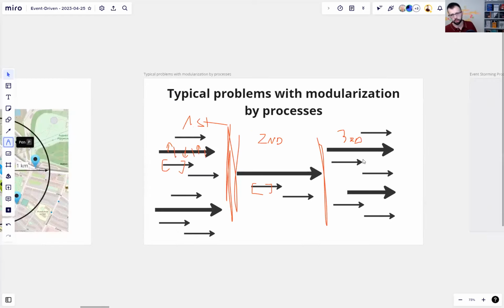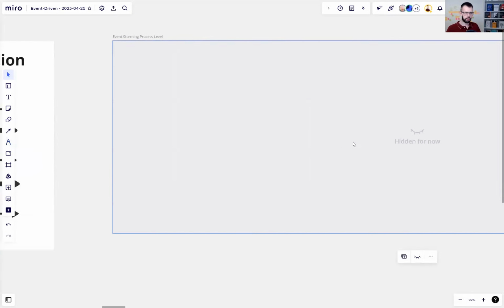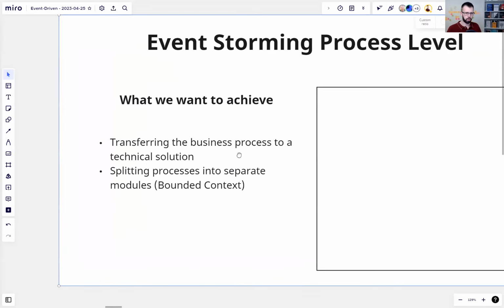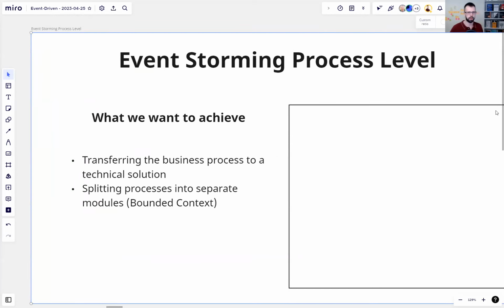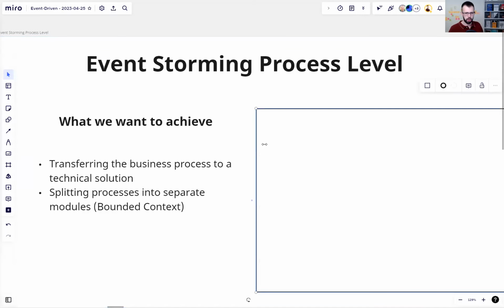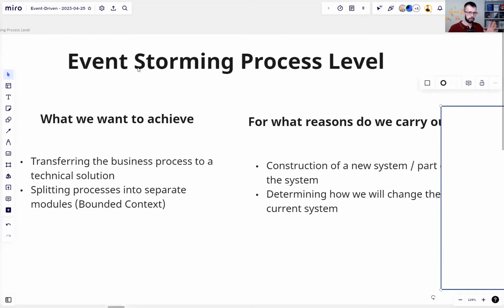To be able to do it, we'll use process-level event storming. So what do we want to achieve during process-level event storming? We want to transfer the business process to a technical solution. So we want to shape the technical part of the solution based on the business process, and then split this process into separate modules. In the DDD community, they're called bounded contexts, but we can stick right now to the name module.